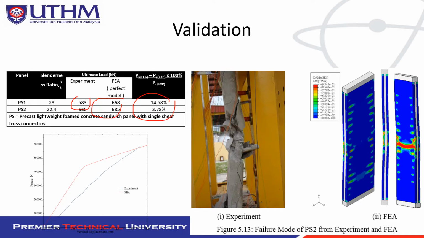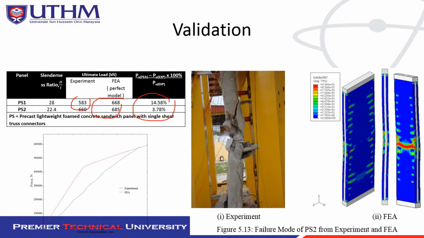Other than that, you need to also validate the failure mode. You can see this is the experimental failure mode, where the panel fails at the middle. In your finite element simulation result, the damage is due to the compression, the fracture. It also failed at the same spot, which means you have now validated the PU loading, the ultimate loading, and also the failure mode.